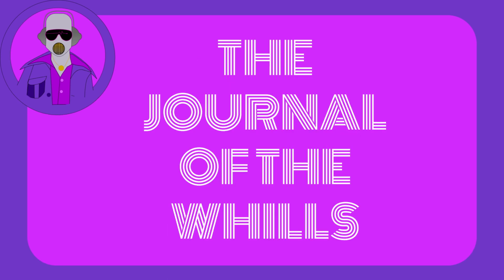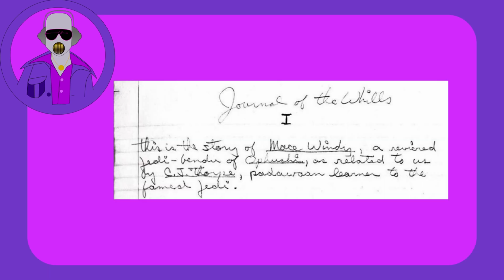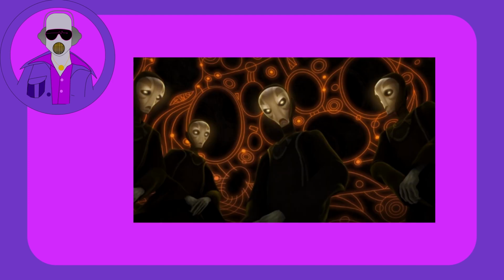The Journal of the Whills. Long before A New Hope was born, there was The Journal of the Whills. This 1973 draft was one of the earliest concepts Lucas had for the saga. It introduced a character named Mace Windu and was told from the perspective of the Whills, a mysterious group of beings that would have been featured in episodes 7 through 9 if Lucasfilm had not been sold to Disney. But the Whills did influence certain parts of the Star Wars canon.